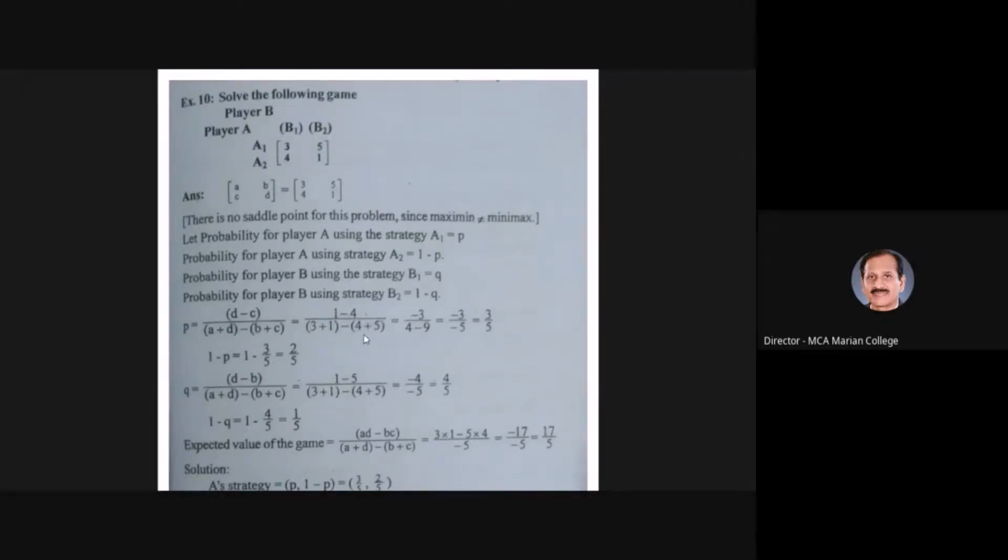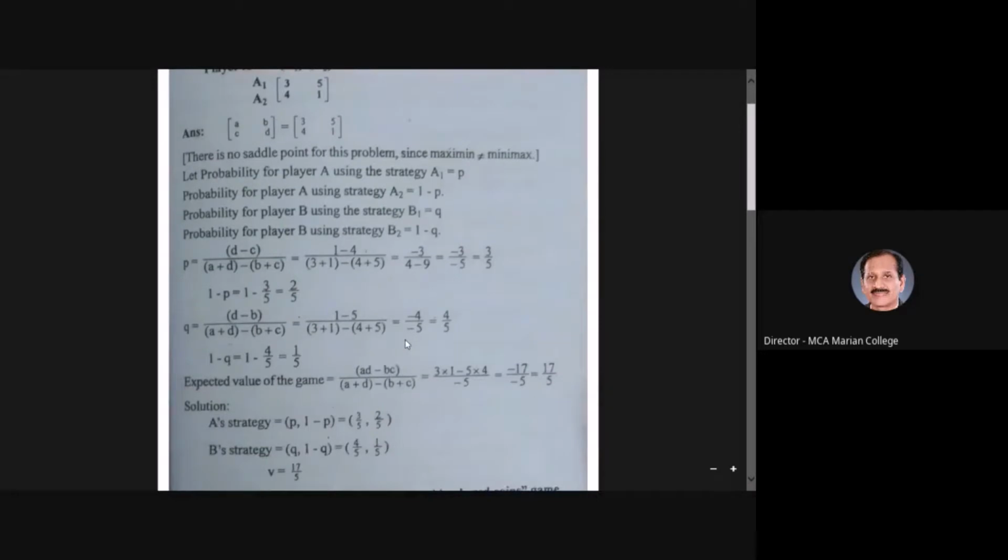B is 5, whereas C is 4. So A plus D minus (B plus C): the value is minus 3 by 4 minus 9, that is minus 3 by minus 5, that is 3 by 5. So the probability P is 3 by 5. So 1 minus P is equal to 1 minus 3 by 5, which is equal to 2 by 5.